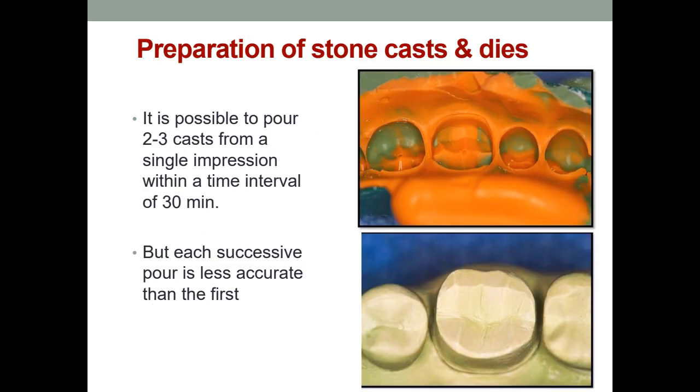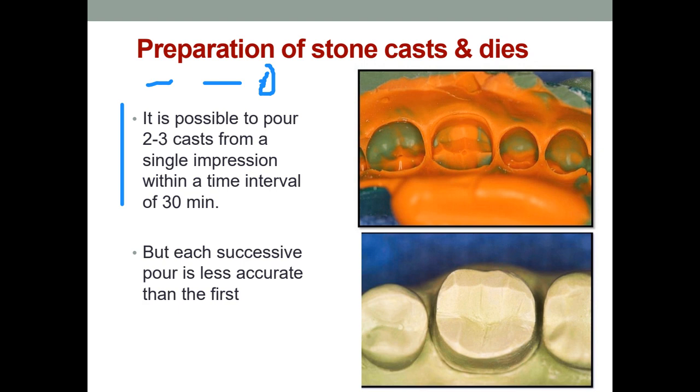Now the last is how to prepare a stone cast. According to the impression material used, you have to pour your cast within a certain time. If you are using condensation silicon, as you know the limitation, you have to pour your cast within half an hour or an hour for a more accurate cast. If you are using addition silicon, you can send the cast for pouring later, as it can be accurate for more than 24 hours. Second thing, you need to make multiple pours with the same impression.